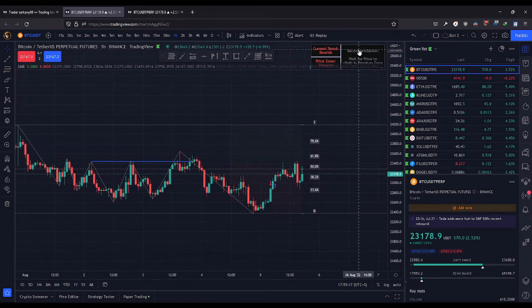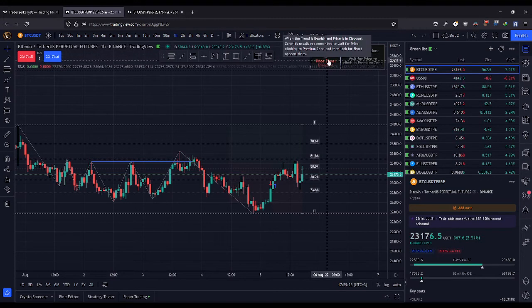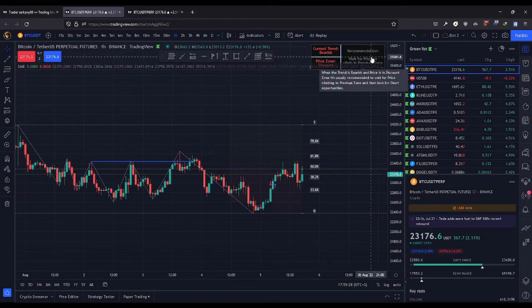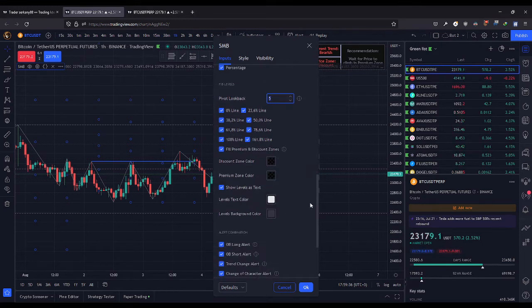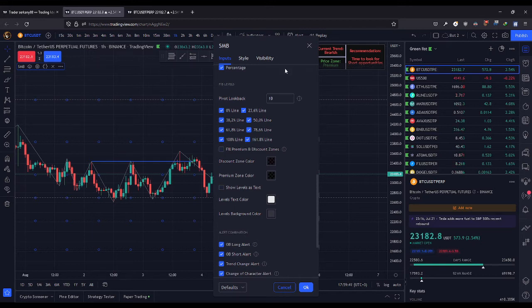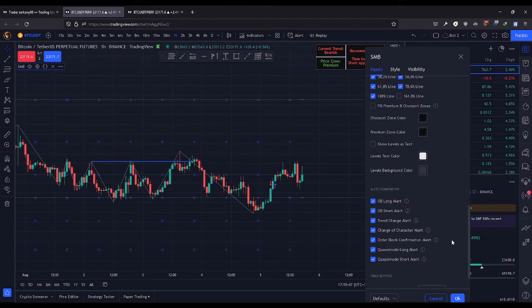And also this will change the suggestion. As you can see, it says the current trend is bearish right now, and based on the pivot lookback value, you might want to wait for the price to climb back into the premium zone before entering. So this is another system that is really useful. You can also disable these drawn lines. Everything is customizable here.